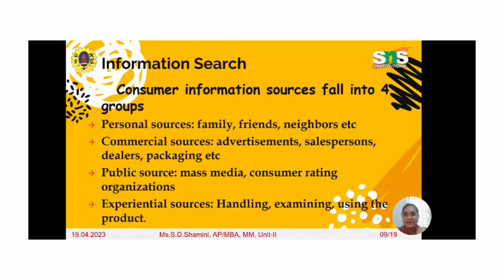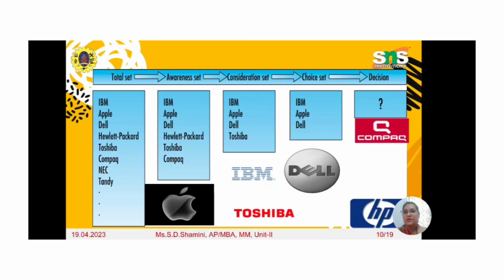And the fourth source is experiential sources. It is our personal experience in handling, examining and using the product for a period of time. Based on this, we'll come up with a decision, or with a first choice set of a few. Here I have given an example: if as a student you're deciding to buy a laptop for your personal use, the total set is a list of companies which sell laptops. So that is the total set.